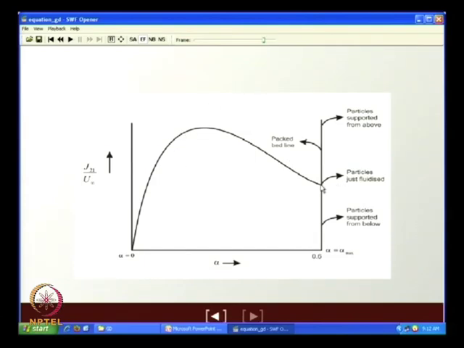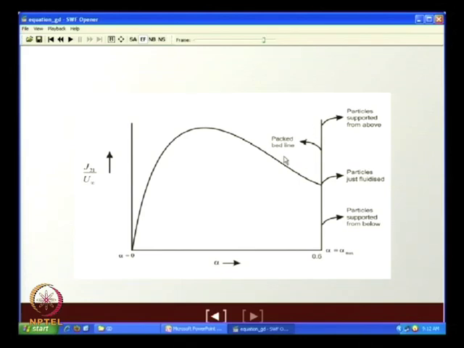So, therefore, for the fluid particle system, as I have already shown you, we can go till a particular point, beyond that it is not possible. So, this gives you the limit of the packed bed line, where at this particular point particles are just fluidized, here particles are supported from below, here particles need to be supported from above.